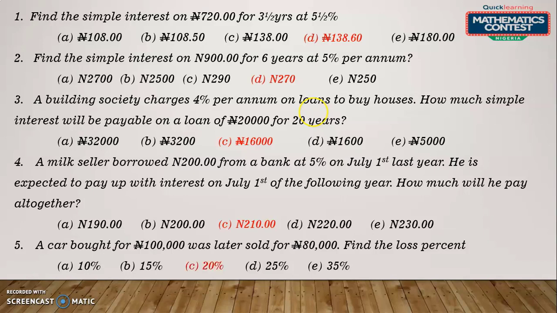Then they say a car bought for 100,000 was later sold for this. Find the percentage loss. So the loss there is 20,000. So 20,000 divided by 100,000 is 1 over 5. Then times 100 will give us 20%. So the answer is C.